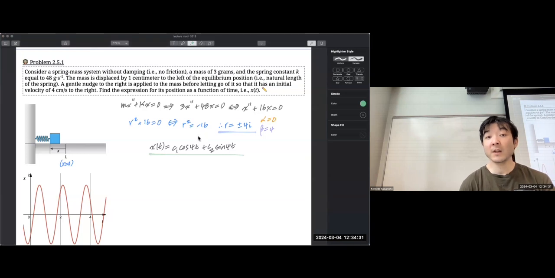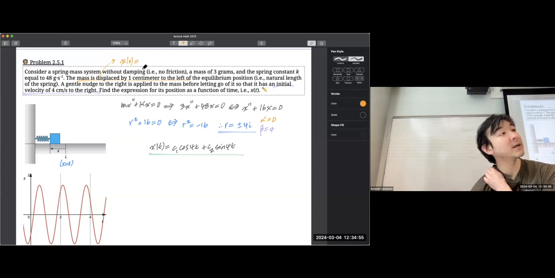So it's telling you that the mass is displaced by 1 centimeter to the left of the equilibrium position. And it's nudged so that it has an initial velocity of 4 centimeters to the right. So what are these statements saying? Mass is displaced by 1 centimeter to the left of the equilibrium position. So at the very beginning, x of 0 is equal to what? Good, negative 1, because it's to the left, right?